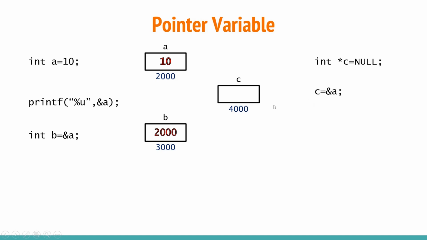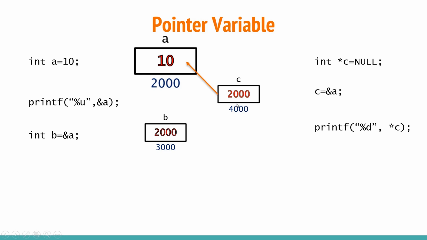So what happens when we do this? You might have guessed it. The 2000 gets copied into C. Now we use this notation wherein we say that this C points to the variable A. So when we print the value with star C, what happens? Instead of printing 2000, it prints the value associated with this address. So what is the value associated with this address 2000? The value that is associated with this address 2000 is 10. Hence, this statement prints 10. This is signified with this animation.